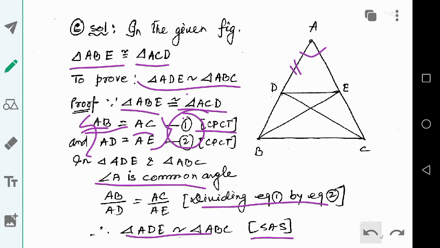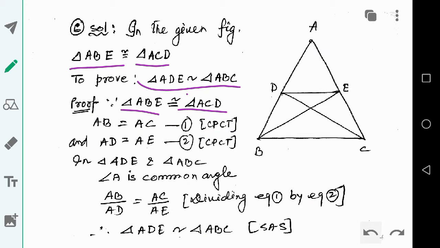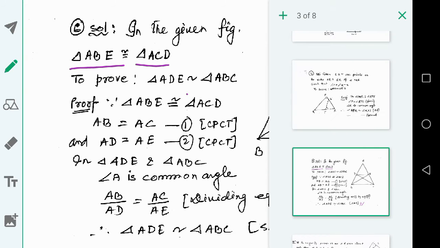So that's why, according to side angle side, these two triangles must be similar. Hope you have understood this. So let me clean this. Okay, so that is our solution. Now let me show you the next question.